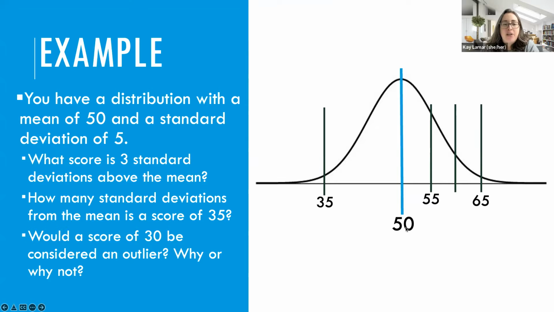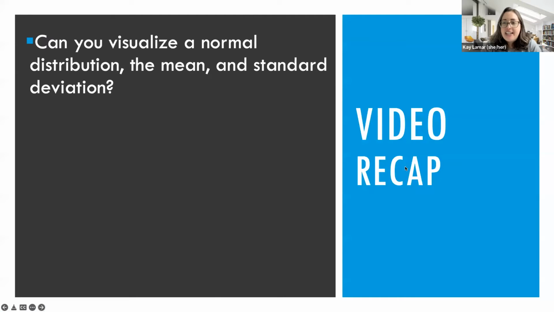So again, if you think about going 3 standard deviations above the mean, we get a score of 65, and that's also 15 points away from 50. And if we look below the mean at a score of 35, that's 15 points below 50, or 3 standard deviations below the mean. Now, last, would a score of 30 be considered an outlier? Well, if 35 is 3 standard deviations below the mean, and anything further than that is considered an outlier, then yeah, a score of 30, that's more extreme than that 35. It's further away from the mean, which means that it's more than 3 standard deviations away from the mean, and therefore an outlier.